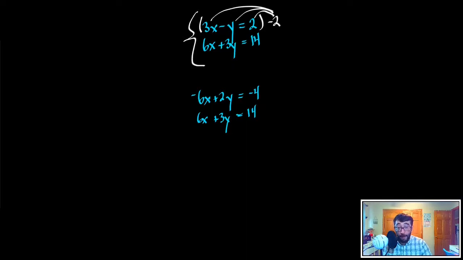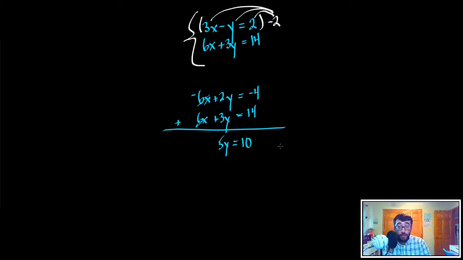Now, in some problems, you're going to have to alter both the equations, but that's not that big of a deal. But this is what we ultimately want. Notice the x's are going to cancel if I add the equations together, which once again, perfectly legal. So I'm going to go ahead and add these equations together, and -6x plus 6x cancel out. They eliminate, hence elimination. So those cancel out to get us 0. 2y plus 3y is 5y. And -4 plus 14 is 10.